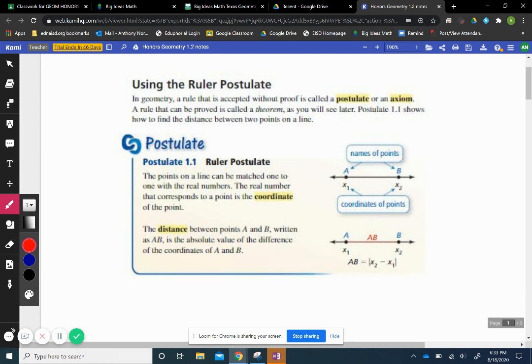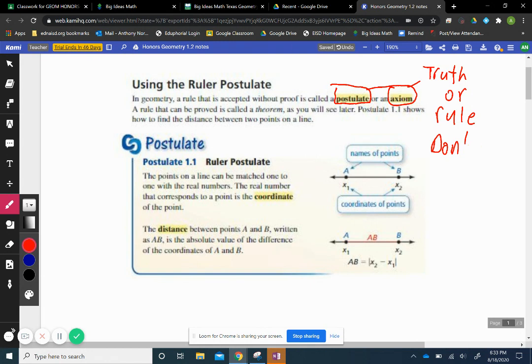So we're going to start off with the ruler postulate. The most important thing right now is to know what a postulate or axiom means. You can read this yourself. It's on Big Ideas Math. The important thing to know is that a postulate or axiom means a truth or rule. It's something we don't prove. It just is.